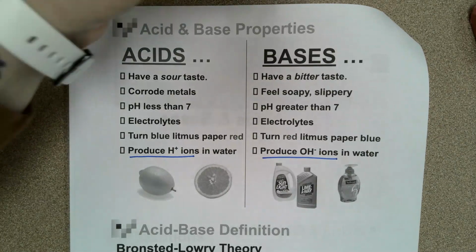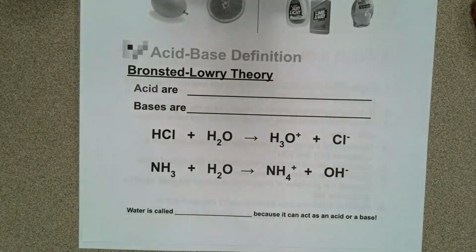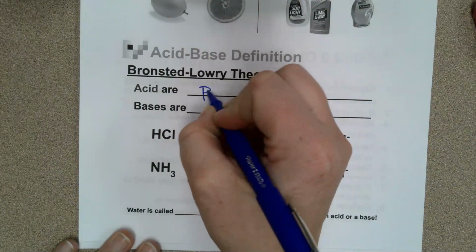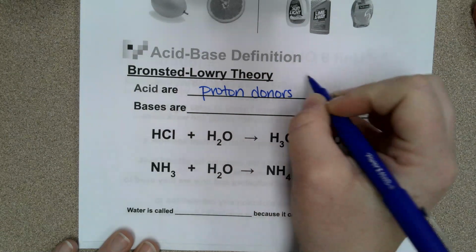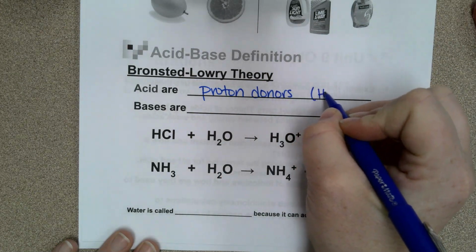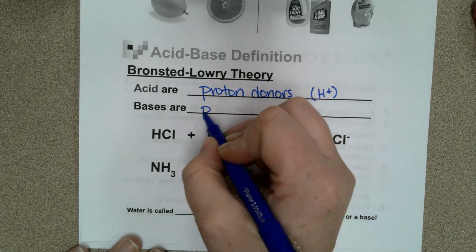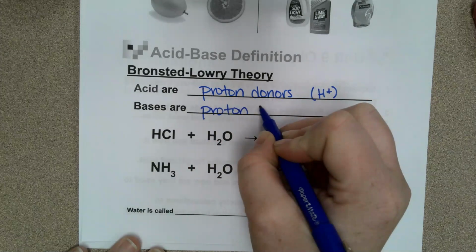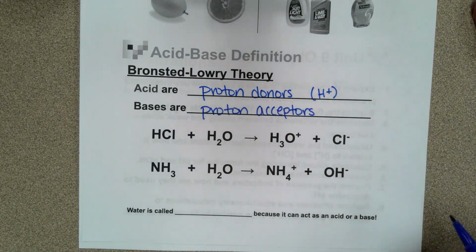All right, so let's look at some definitions of acids and bases. Acids are proton donors. A proton is just a hydrogen ion. And then bases are proton acceptors. They're going to accept that hydrogen ion and form a new ion or compound.